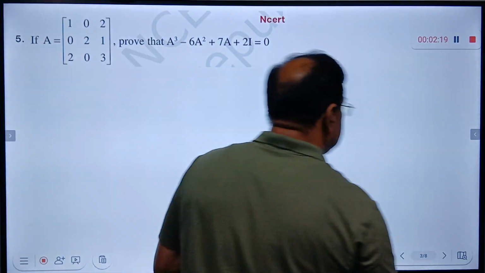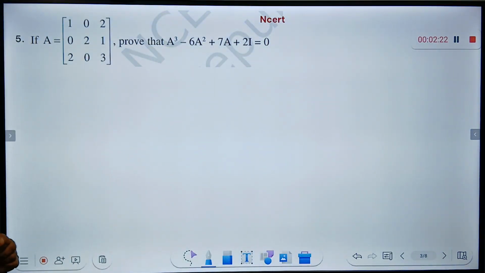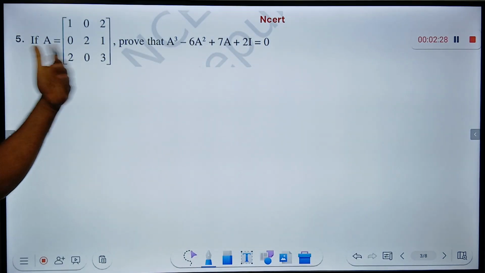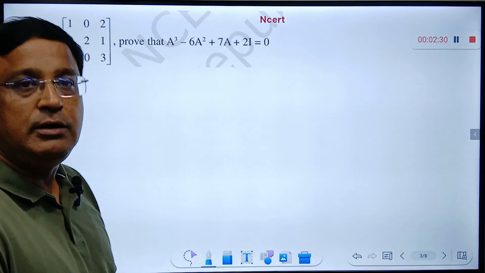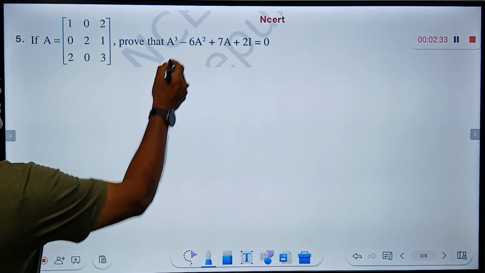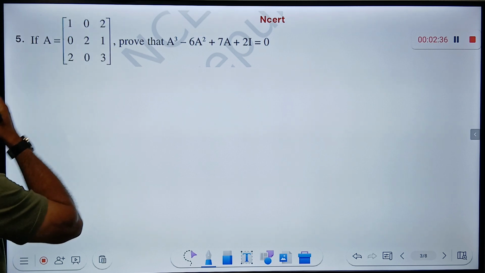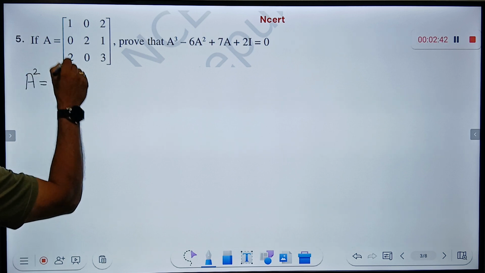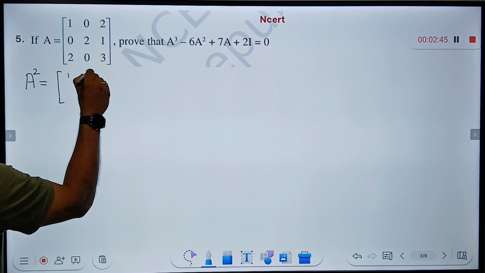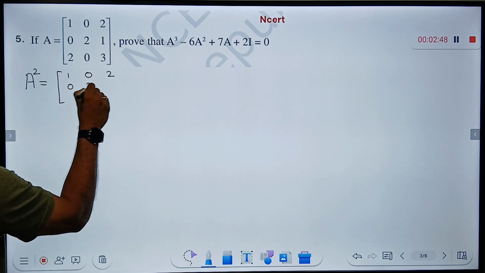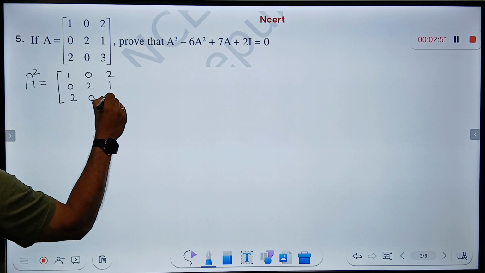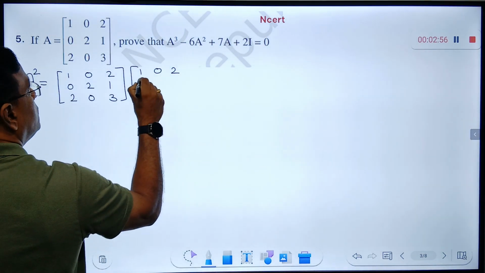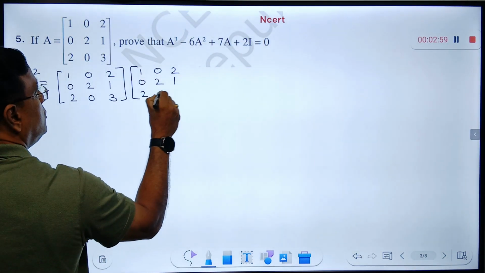Okay, let's do a few questions. This is one of the NCERT questions. I already did 4 questions in the previous video, so this is question number 5. As I'm making it a continuation, you know how many questions we are going to cover in matrix multiplication. Now for this, you see this is a 3 by 3 matrix. Now I want to find A square first. What is A square? It's A into A. 1, 0, 2, 0, 2, 1, 2, 0, 3, again 1, 0, 2, 0, 2, 1, 2, 0, 3.